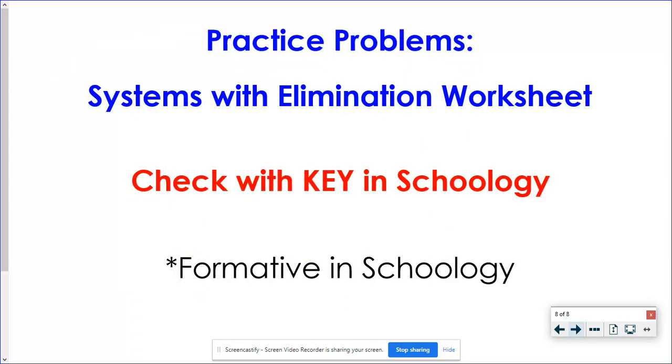Today's worksheet is systems with elimination. So you're going to have to multiply. In most problems, you have to multiply one of the equations by something so you can get opposites. Make sure you check your answers with Schoology, but if there's something that doesn't make sense there, let me know. We're here to help you. And then when you're all done checking it, make sure that you take the formative in Schoology. Let me know if you need help.